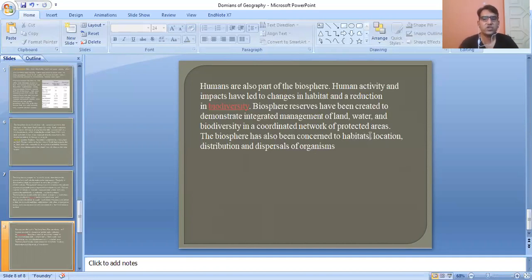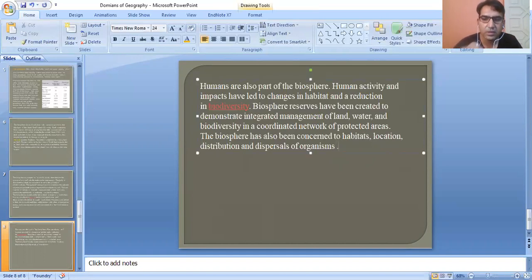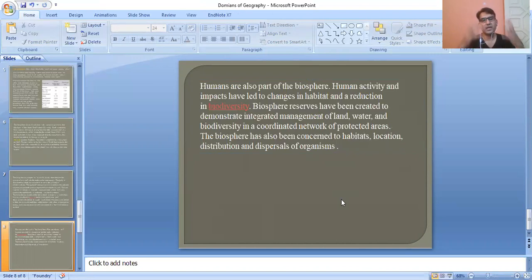The biosphere is also concerned with habitats, location, distribution, and dispersal of organisms. These are also important topics in the biosphere. When you learn about the biosphere, you will also learn about habitats. A habitat is a place or niche, called a geographic niche, where the species live, getting their energy or food from there. It's a particular place where they are located and living. So we also learn about habitats or location.